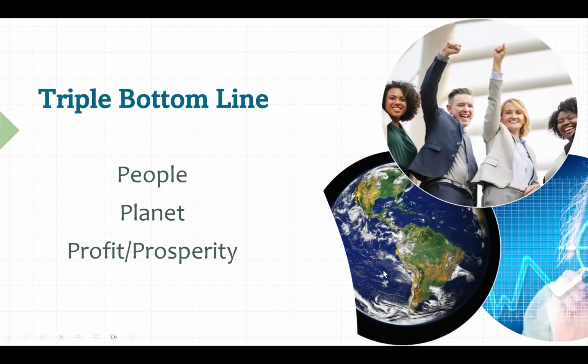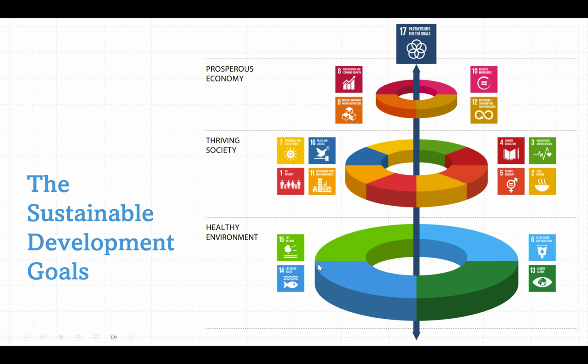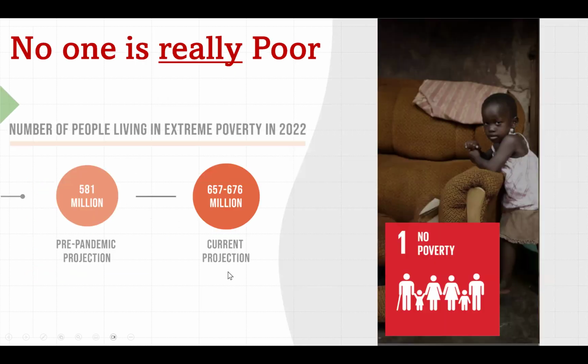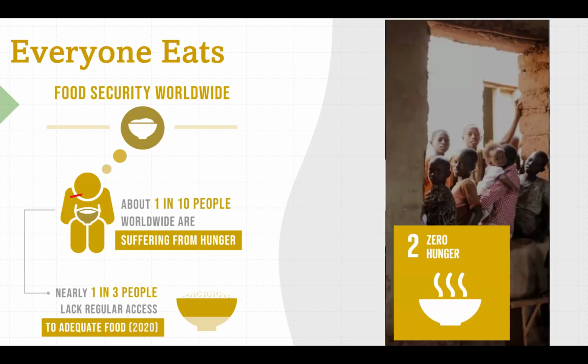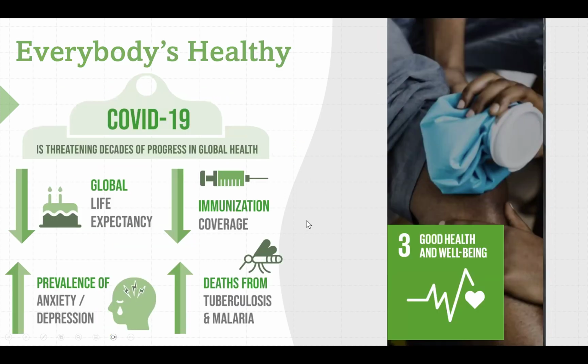To explain that, we try to balance the triple bottom line of people, planet, profit, and that these are the sustainable development goals that kind of go into each one of those areas. And then again, very briefly explain what each one of these things is. And so I'm just going to go through it very quickly.